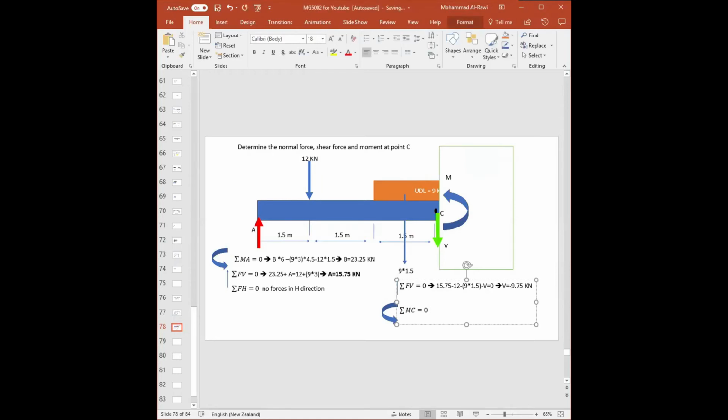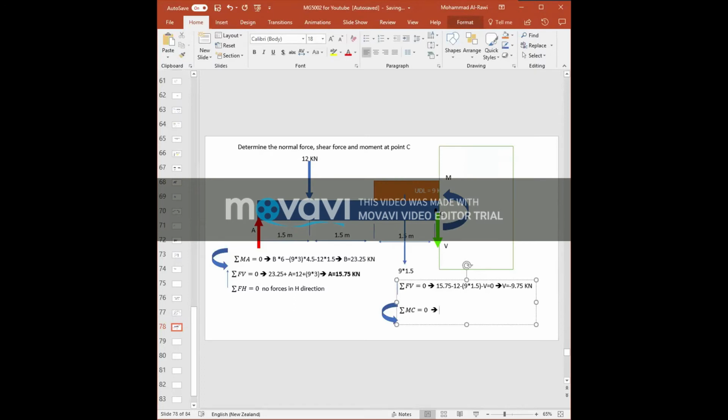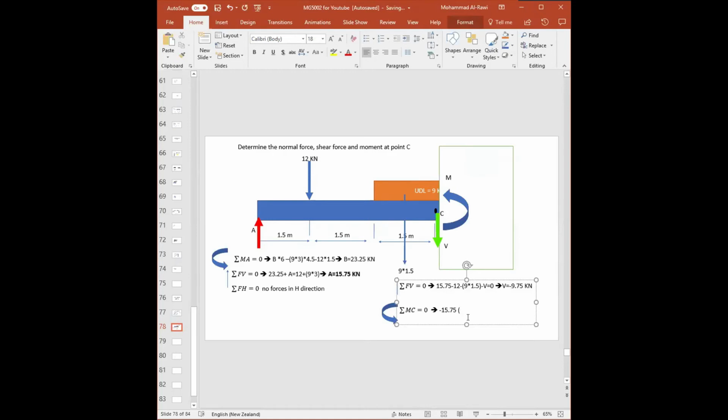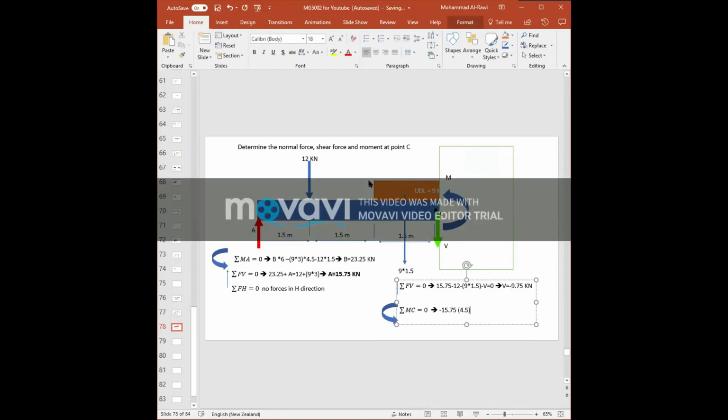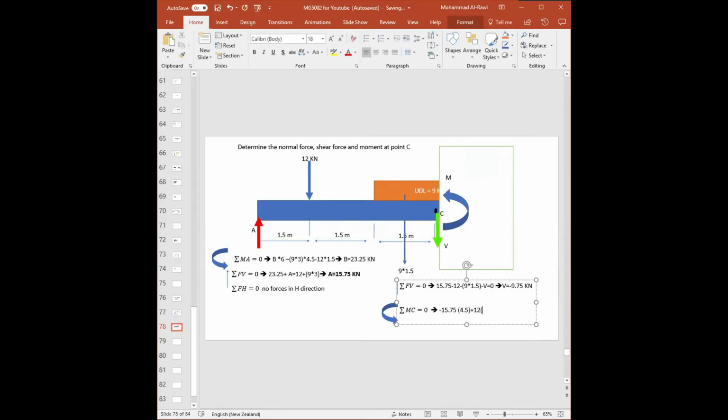So let's start writing the equation. What do we have? We have A. A will be rotating what? Clockwise, so it will be minus. So let's put a new line. Minus 15.75, which is the value for A, times the distance: 1.5 plus 1.5, that's 3 meters, plus 1.5, that's 4.5 meters. All right, we work from here. Now 12, in which direction will it rotate? Counterclockwise. Perfect. Plus 12 times the distance, 1.5 plus 1.5 is 3 meters.